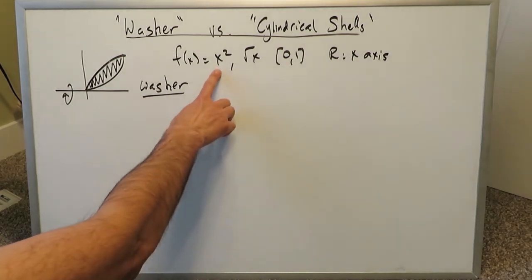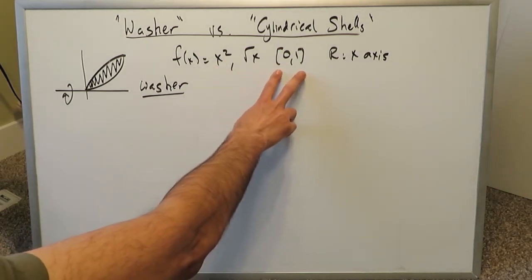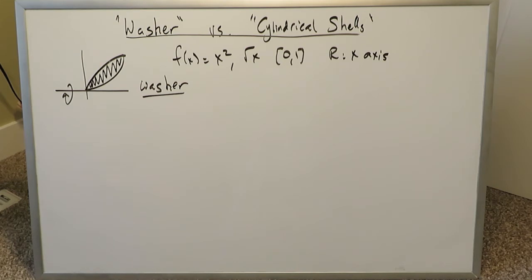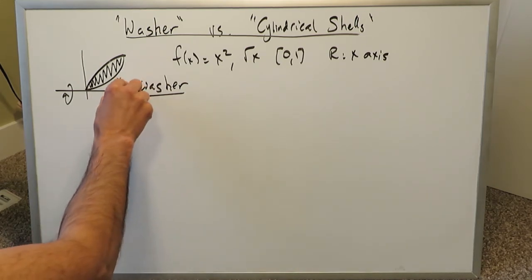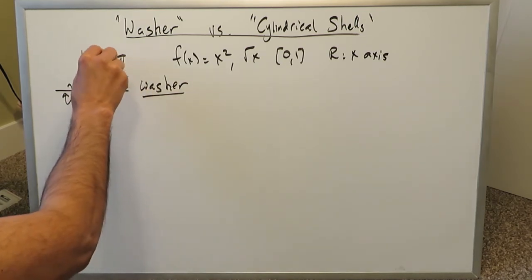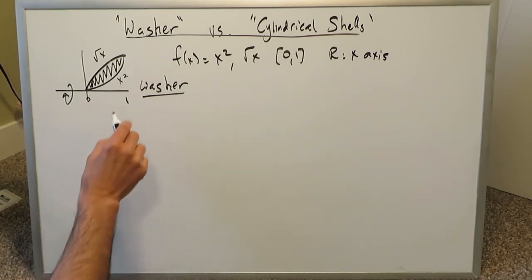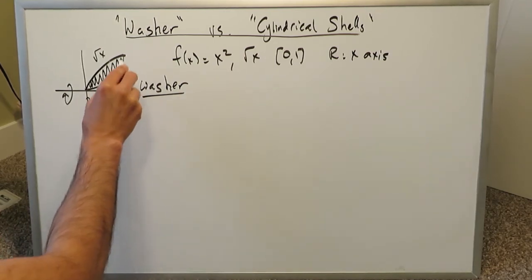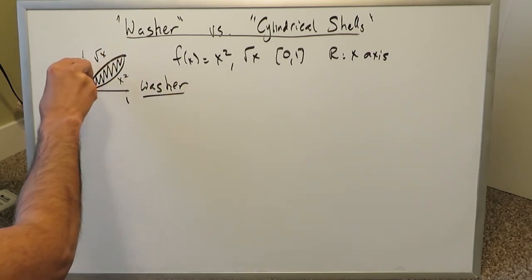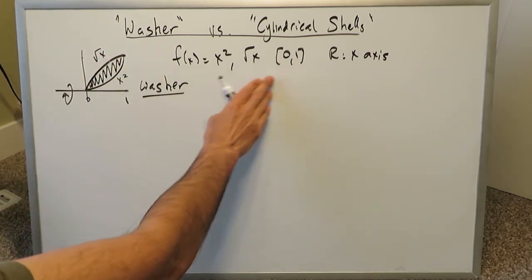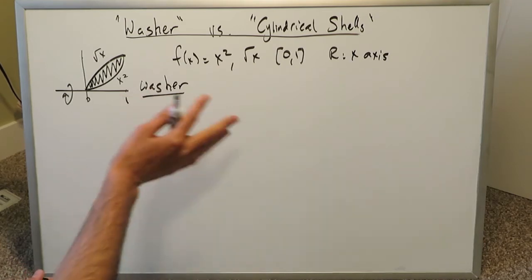Our functions are x squared and root x, interval 0 to 1, and rotation about the x-axis. Here the lower curve must be my x squared, and the top curve is my radical, root x. We have an interval 0 to 1, and you can easily determine these points. This right here will be 1 comma 0, this will be 1 comma 1, this right here will be 0 comma 1. It's very easy to plug in these and get your x and y coordinate pairs.